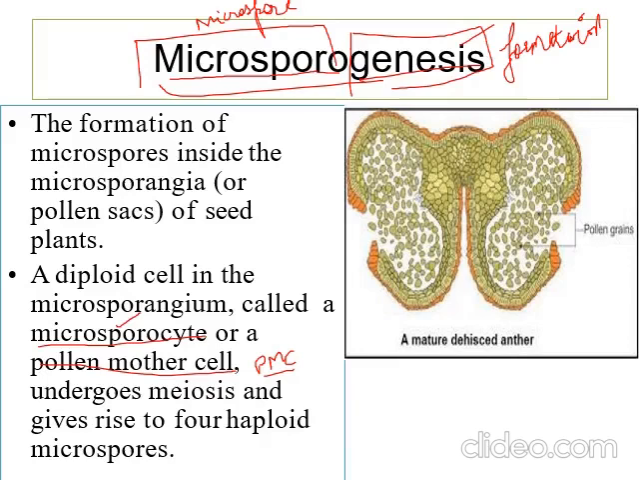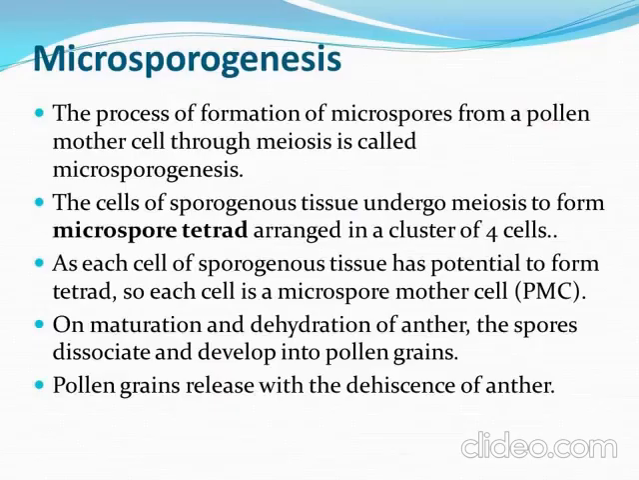These cells present inside the microsporangium undergo some differential changes that lead to the process of meiosis, and that meiosis will give rise to the 4 haploid microspores, and those 4 haploid microspores will convert into the pollen grains, and those pollen grains will be the male gametes required in sexual reproduction in flowering plants. Now these are some of the detailed points about microsporogenesis.